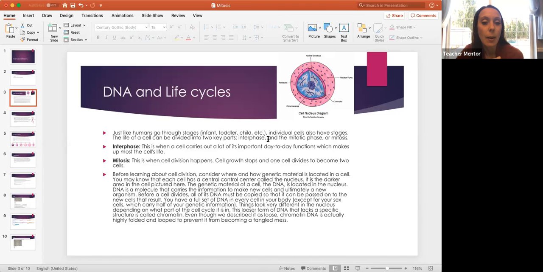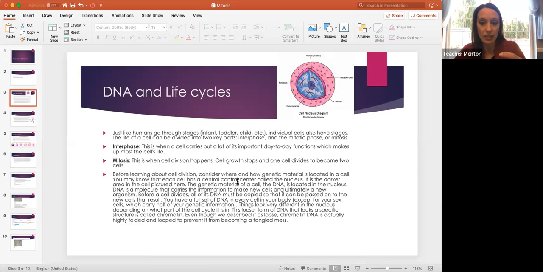Okay, and mitosis, this is when cell division happens. So cell growth stops and one cell divides to become two cells. So this is how we talk about how a cell reproduces or replicates or duplicates itself. Pretty cool, huh? Okay, so before learning about cell division, we have to consider where this is all taking place and think about that genetic material.